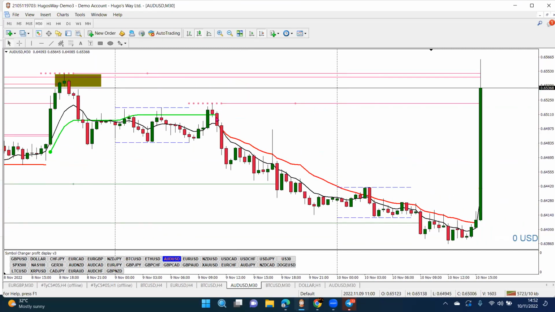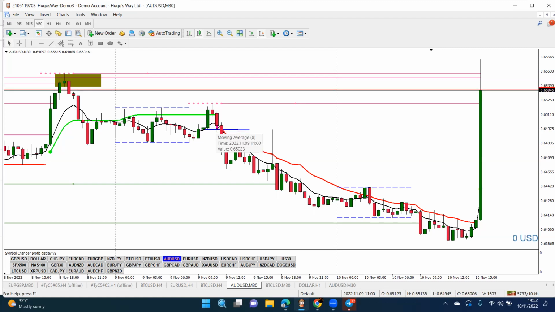What about on a day like this? I'll get my entry here. See that close below. So instead of waiting for price to come and close below this highest bullish candle, I've gotten my entry much earlier at that point.